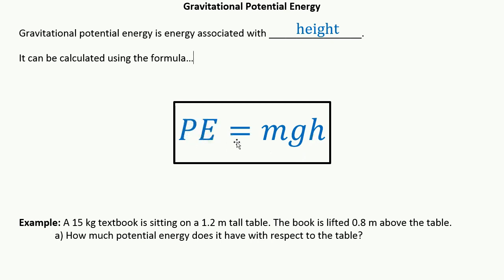And the way you know, looking at this formula, that it's specifically for gravitational potential energy is because it's got this little g over here, which you'll recognize from our unit on gravity. So this clearly has something to do with gravity because it's got this little g. That's how we know this is gravitational potential energy.